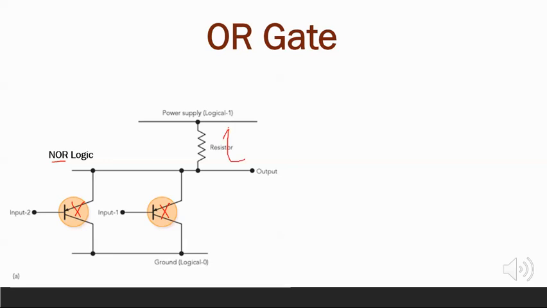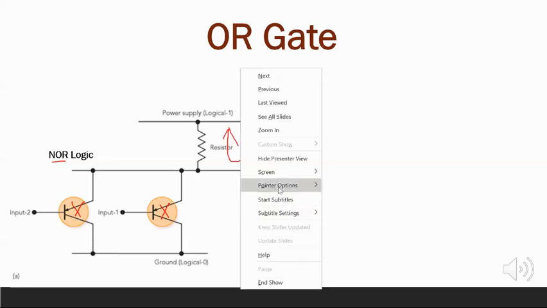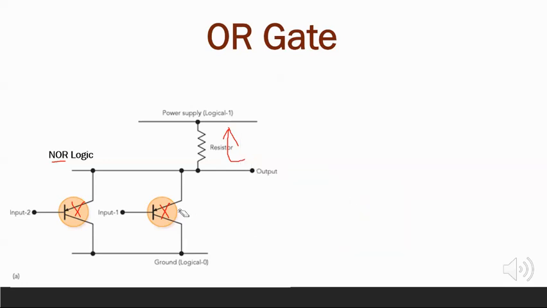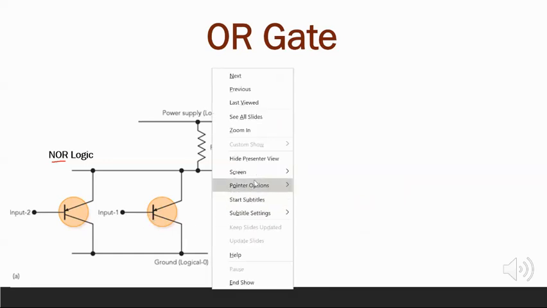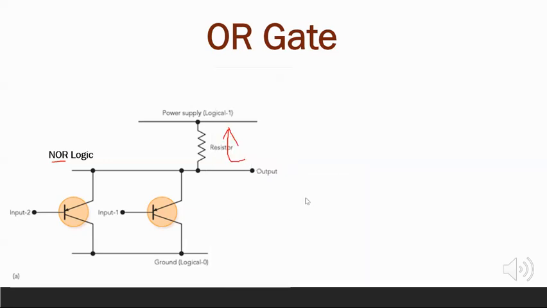When input 1 is at a low level, input 2 at a high level, the right transistor is blocking, but the left transistor is conducting. The output is pulled down to the ground by the left transistor. So the output is at a low level.